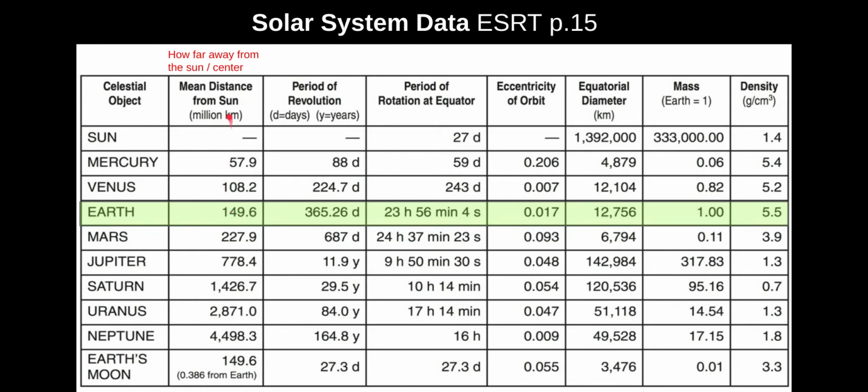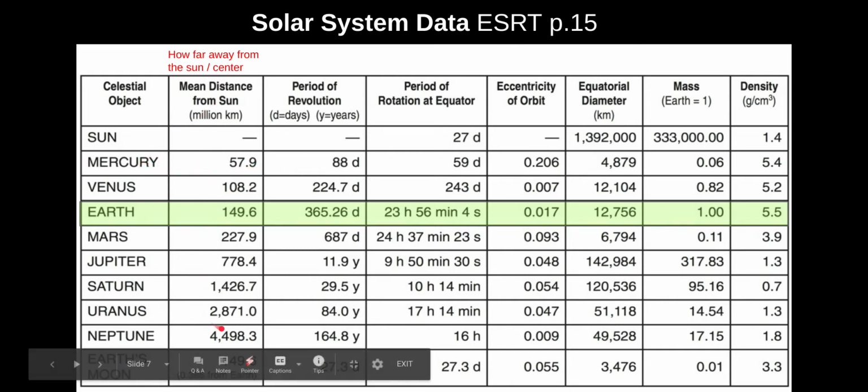The first column is the mean distance from the sun, or how far away is this planet from the sun. So you can see we're going from closest to the sun all the way down here, farthest from the sun. Notice they put the moon down here. They just added that onto the end. Neptune is the farthest planet from the sun by a long shot.